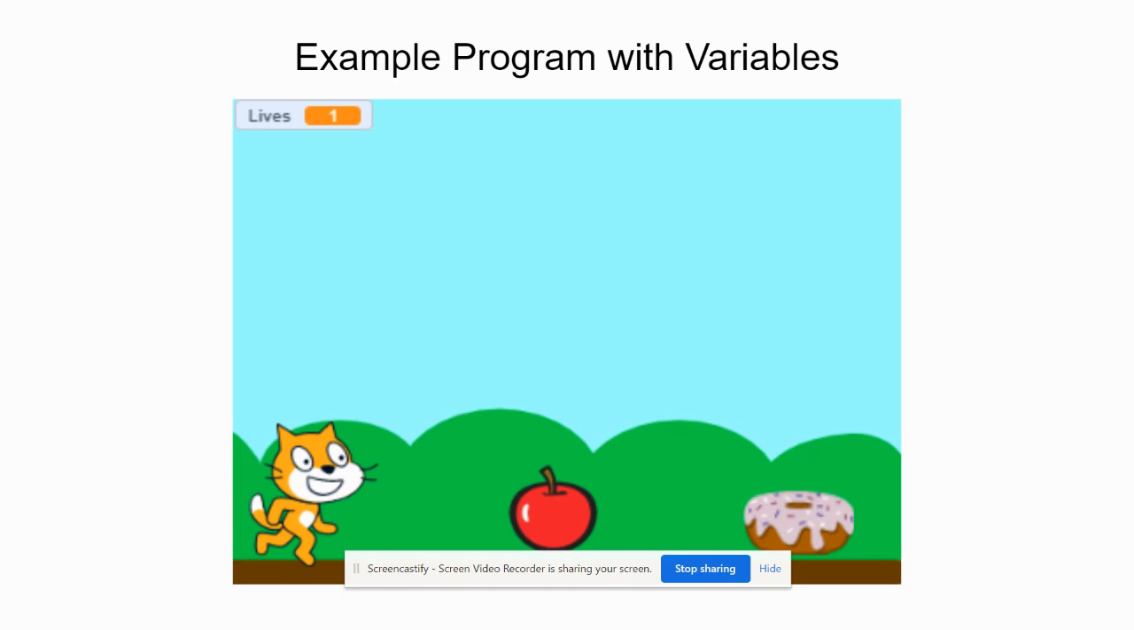Some examples you might have come up with could include, if Scratch Cat is touching apple, change lives by +1. If Scratch Cat is touching donut, change lives by -1. If lives equal 0, then player loses the game, the sprites can hide, and a new backdrop could appear.